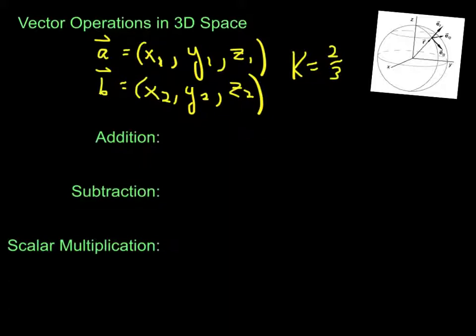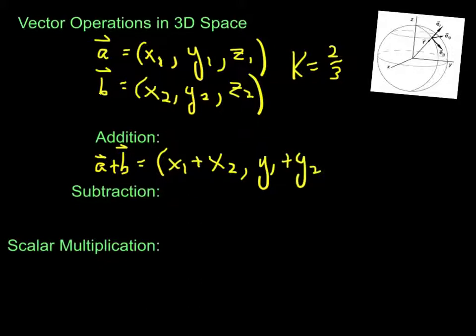Okay. So if I were to ask you to add a and b, vector a plus vector b, it would be x1 plus x2, y1 plus y2, and this right here is the only difference. We have a z component, so we have to add our z's.